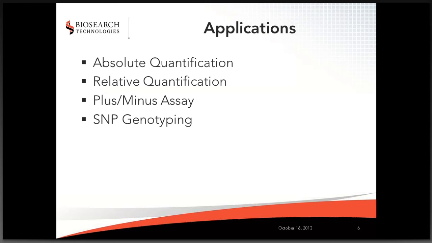Here you can see the different applications that you can use with qPCR. Absolute quantification incorporates the use of a standard curve, which we'll go into in a second. Relative quantification uses a comparative cycle threshold method without a standard curve. Plus-minus assays are mainly used for high-throughput screening. A lot of people like to use SYBR in these applications. SNP genotyping: SNP stands for single nucleotide polymorphism, which is essentially two alleles that differ by a single base, and we'll also get into that.